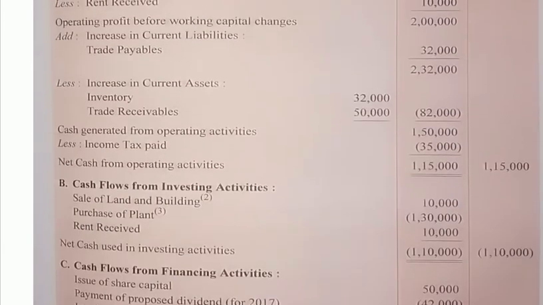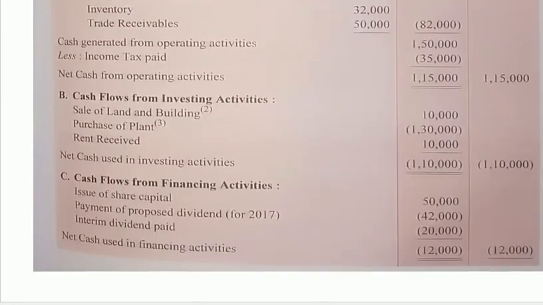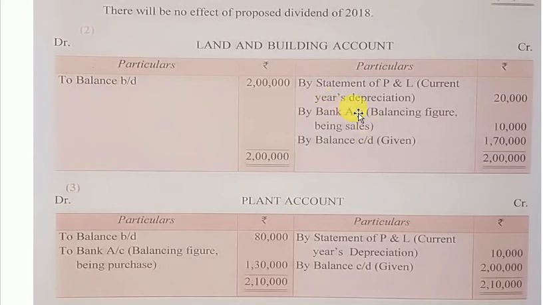In our adjustment, it was saying depreciation 10,000 and 20,000 on plant, land and building. So we are in the ledger of land and building. We will write this depreciation amount from the question here, by depreciation, or they have written it here, statement of profit and loss. We can also write by depreciation 20,000. So this gives us the balancing figure 10,000, because the debit side 2 lakh is more than the credit side 1 lakh 70 plus 20, which is 190. So the balancing figure is 10,000.